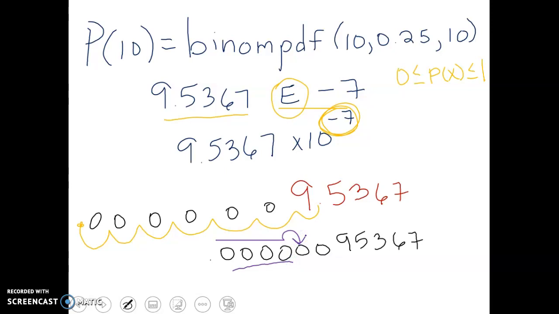And that 0 tells this 0 to stay a 0. So our answer rounded to 4 decimal places would be 0. Sometimes with probability you get a probability really small, like this one, and it's very, very small. It's not exactly 0, but it's pretty close to 0.